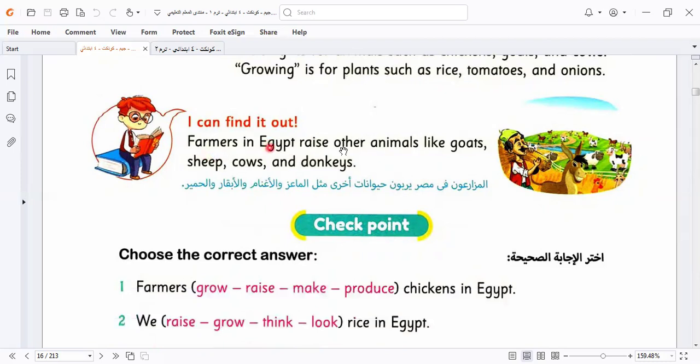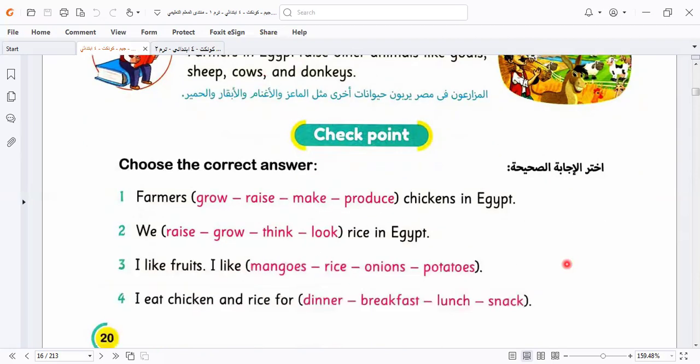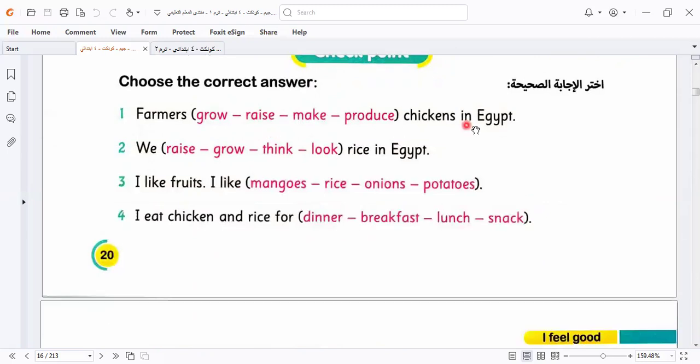Farmers in Egypt raise animals like goats, sheep, cows. Sheep is singular and the plural is the same. Cows and donkeys. Let's answer the question related to this part. Farmers raise chickens in Egypt. If I change and select grow, we now know that grow is used with plants, so it will be wrong.